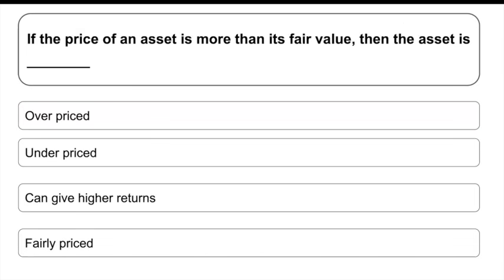Next question. If the price of an asset is more than its fair value, then the asset is called as. If something is more than the fair value, what will you say? You will call it overprice. So the correct answer is overprice.